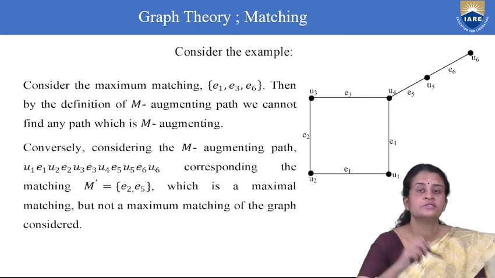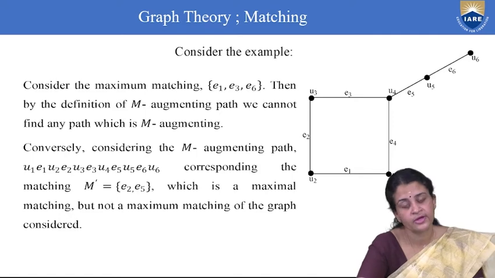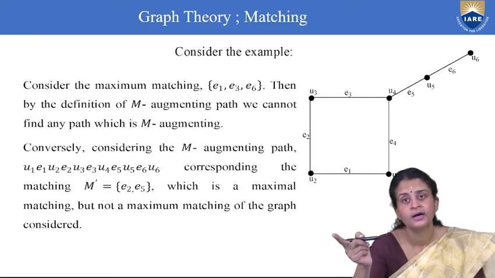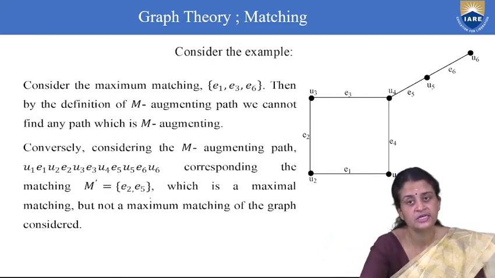Suppose we want an M-augmenting path. We have already seen that this graph has an augmenting path with respect to another matching. When we consider E2, E5 as the matching, we can find an M-augmenting path.